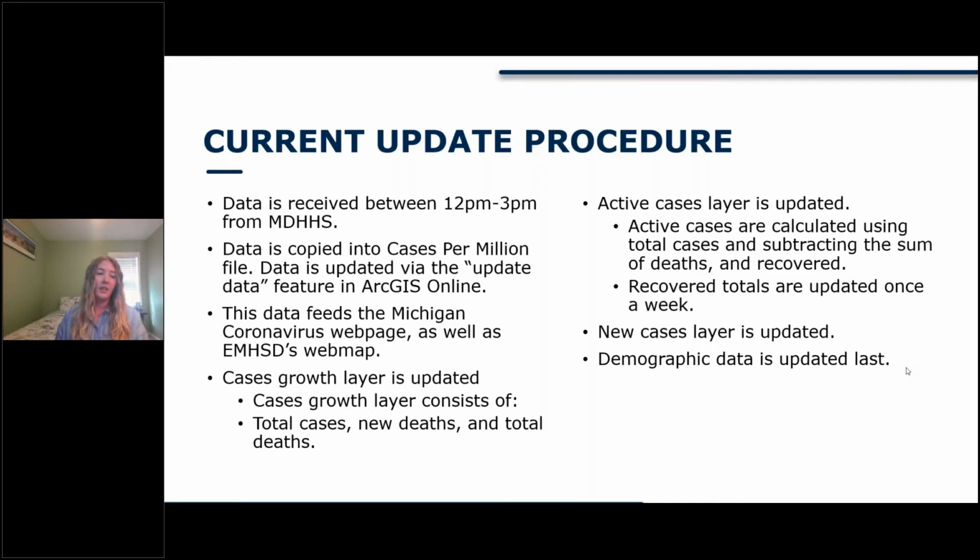So after that, I move to the cases growth layer. That one has data for total cases, new deaths, and total deaths. And that feeds into a couple widgets. And then since active cases is something that we didn't get information for till later, that's its own layer. Active cases are calculated taking the total number of cases, and then I subtract out the total deaths and the number of recovered. And like I said, the recovered is updated once a week. So once that's updated, the last two layers are doing the new cases and then all of the demographic data.